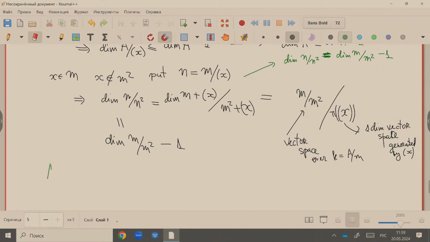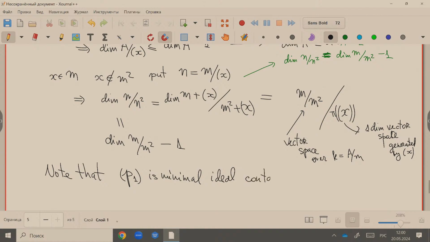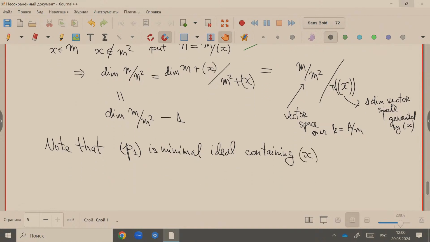So note that if you have an ideal, if P1 is a minimal ideal containing X, then it means that by Krull theorem, P1 is of codimension 1.